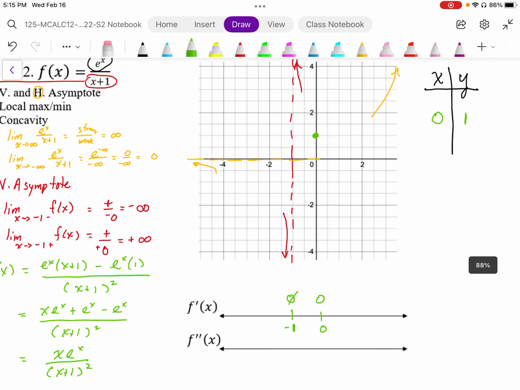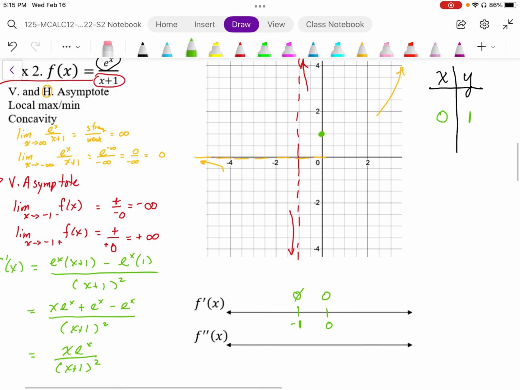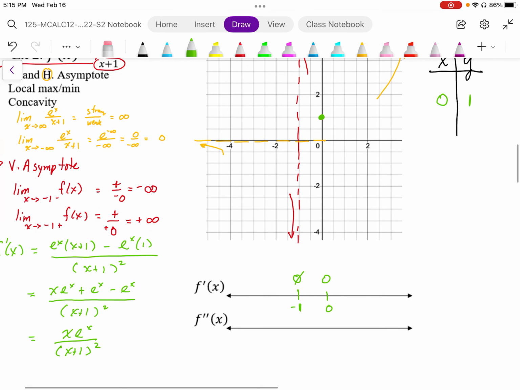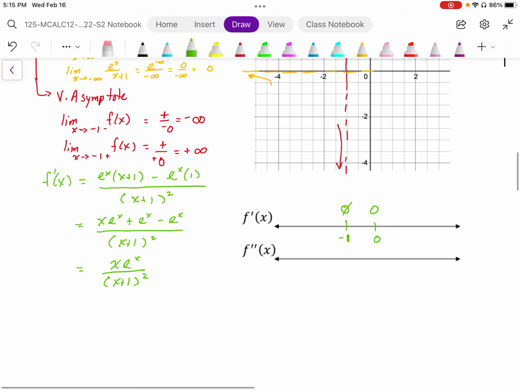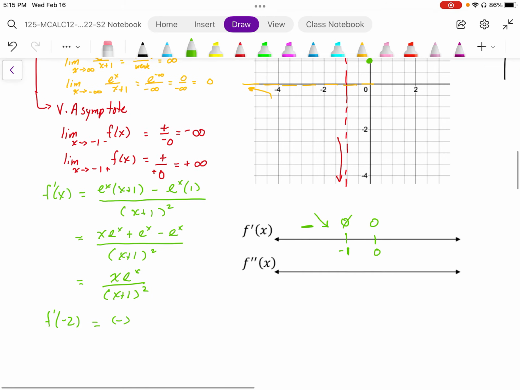That is either a local min or a local max, so we should check our slopes. I'm going to do a slope check here. For f prime, let's try -2. That's going to give me negative in the numerator. The denominator is always positive. So that's going to give me a negative slope through here. And that's what it's looking like with what I've drawn in so far.